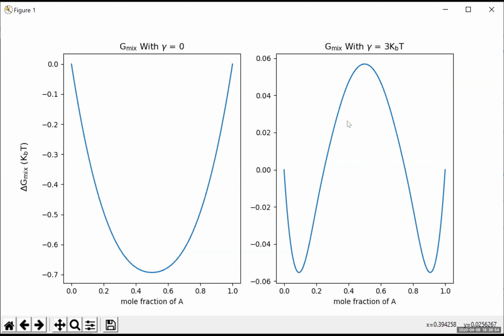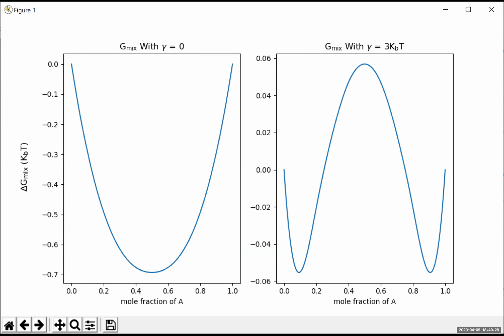Now on the right side where gamma is non-zero, there can be phase separation because there is a point where it's more favorable for A's to be near each other. So with a greater population of A's surrounding one A, it's more favorable than having an equal amount of A's and B's, which means that more of those molecules will group to one side, and the other group of molecules will group to the other side, which creates your two phases.